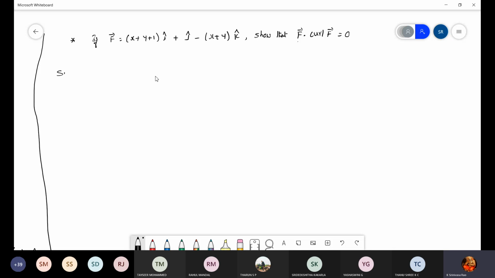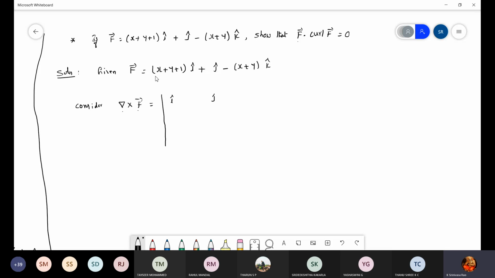Okay, take down the solution. Given f equals x plus y plus 1 i cap plus j cap minus of x plus y k cap. Okay, consider curl f. Whatever they ask, in word form or in symbolic form, you convert it, and that helps to write the formula. Curl f is nothing but the cross product of two vectors, del and f.